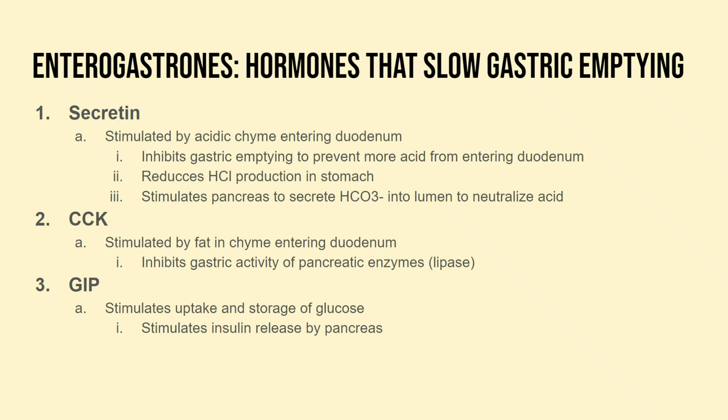Secretin is stimulated by acidic chyme entering the duodenum. So the chyme enters the duodenum from the stomach, secretin is released, which then inhibits the stomach from releasing more food. Basically just slows it down. At the same time, secretin reduces HCl production in the stomach. And then it also stimulates the pancreas to secrete bicarbonate into the lumen to neutralize that acid.